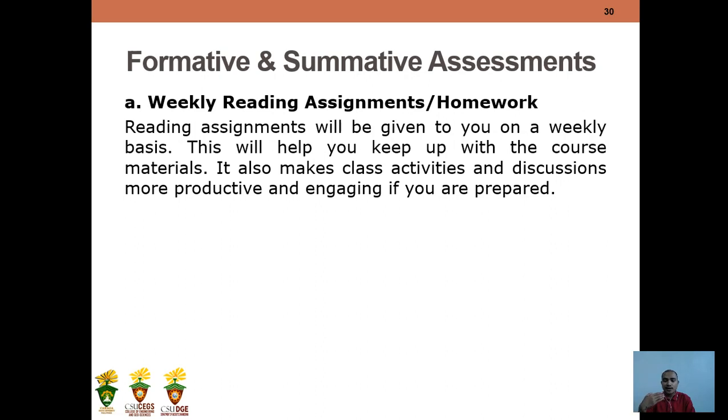The reading assignments are of course PDF files and PowerPoint presentations, and some homework, for example I will ask you to read a provision, or a material that will help your learning in this subject. It also makes class activities and discussions more productive and engaging if you are prepared.